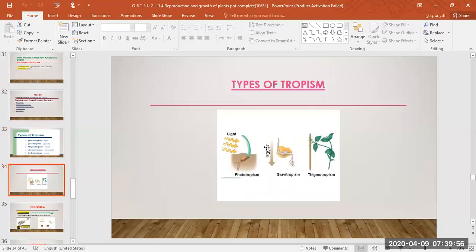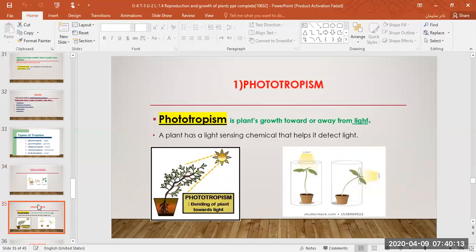Here, the first picture shows the three main types that we are going to discuss. Phototropism is the response toward light. Gravitropism is the response toward or away from gravity. Thigmotropism is the growth of the plant in response to touch. If we start with phototropism, as we said, phototropism is the plant's growth in response to light, because photo means light. As you observe in these two pictures, we can see that the plant is bending toward the light. The plant is responding to light.